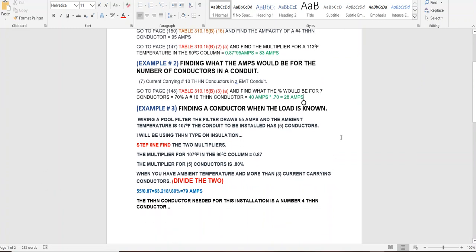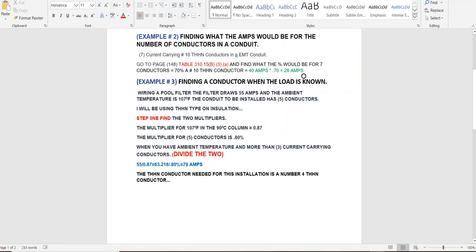Now this is when the load is known for this project we're doing. In this project here, I'm wiring a pool filter. The filter draws 55 amps, and the ambient temperature is going to be 107 degrees Fahrenheit. The conduit to be installed will have 5 conductors in it. All right, I'm going to be using THHN insulation. And you see I picked that a lot because that's probably the insulation you guys are going to be using mostly in your career, okay?